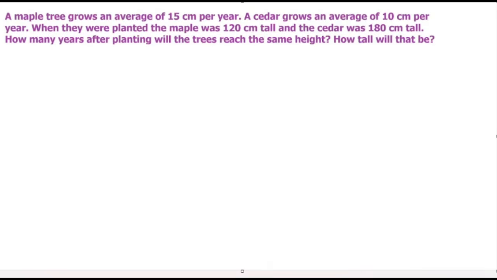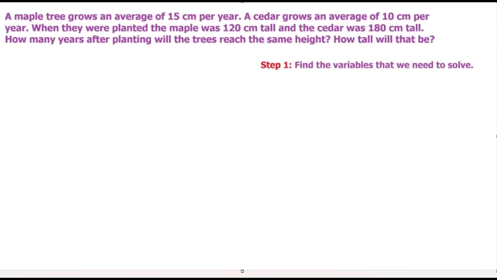In this video, I'm going to solve a system of equations involving a word problem. So here we have a problem that says a maple tree grows an average of 15 centimeters per year. A cedar grows an average of 10 centimeters per year. When they were planted, the maple was 120 centimeters tall and the cedar was 180 centimeters tall. So that's how tall they were when they were first planted. The question asks us, how many years after planting will the trees reach the same height? And how tall will that be?